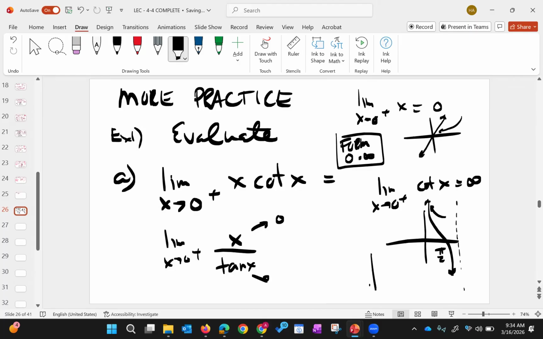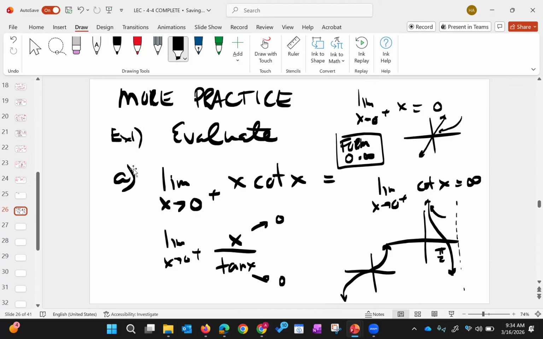Let's check it out. Let's take a graph of tangent. There's a graph of tangent. This is L'Hopital's rule, right? This is the form of L'Hopital's rule of 0 over 0. That's it. So everything eventually goes back to L'Hopital's rule.